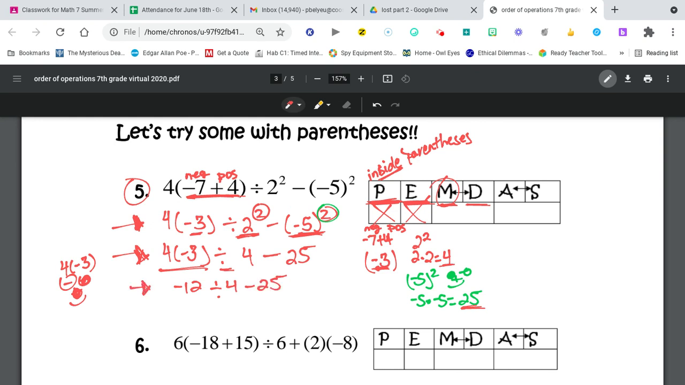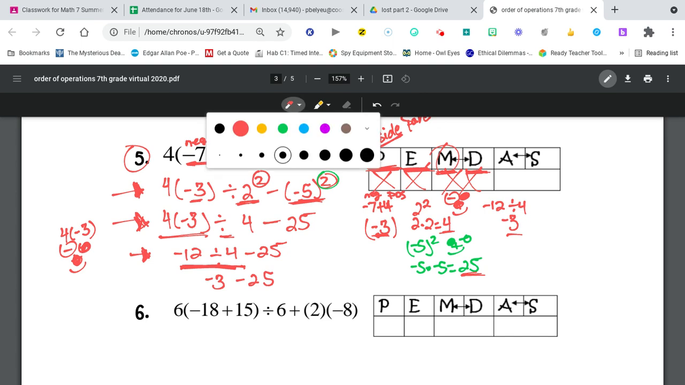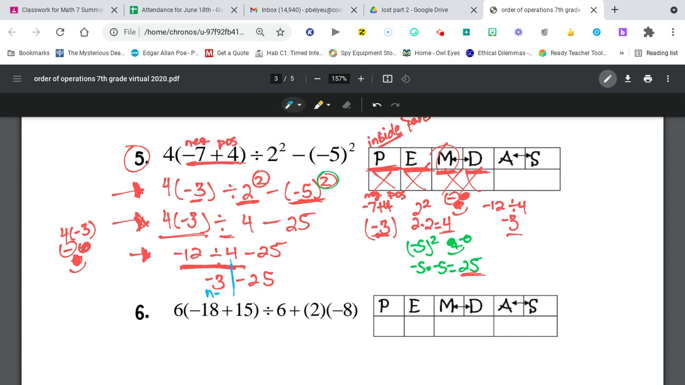Now check this row of math. Are you finished with multiplication and division? If yes, move on to addition and subtraction, but you're not. Here is division. So I'm going to take negative 12 and divide it by 4. Negative 12 divided by positive 4 leaves us with negative 3. So because when I divide these two numbers, I get negative 3, I can replace these two numbers with negative 3 and then bring down minus 25. So now I'm left with just addition and subtraction. Both of these are negative. So since they're both negative, I can add them. Negative 25 plus negative 3 ends up being negative 28.